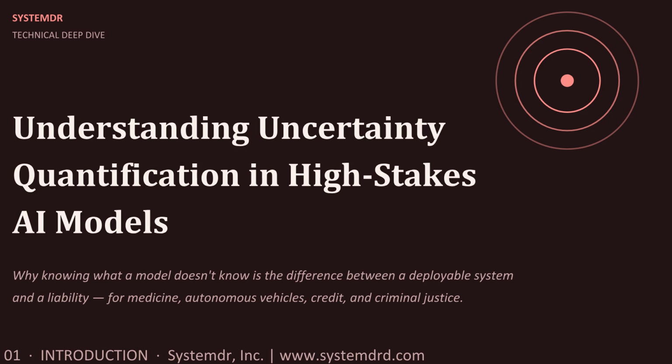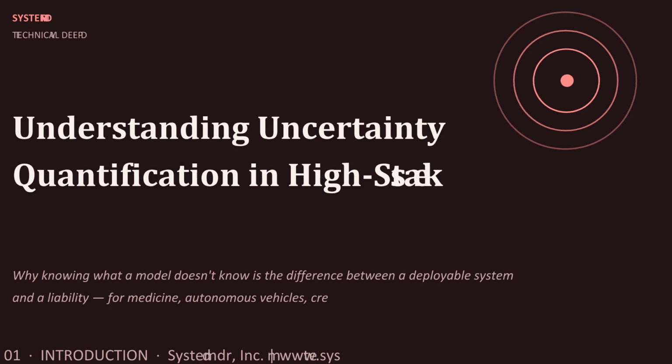We'll walk through a mental model for the two kinds of uncertainty, 3 production-grade methods for estimating them, how teams actually monitor this in production, a real named case study, and where the frontier is heading with generative models. Let's start with why point predictions alone are structurally unsafe in these domains.